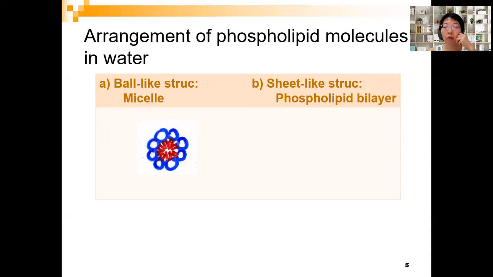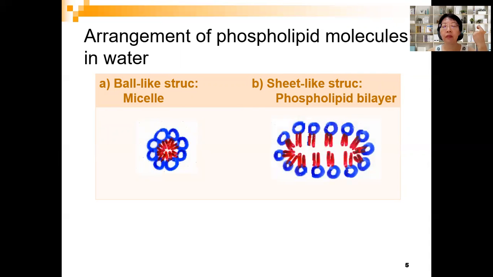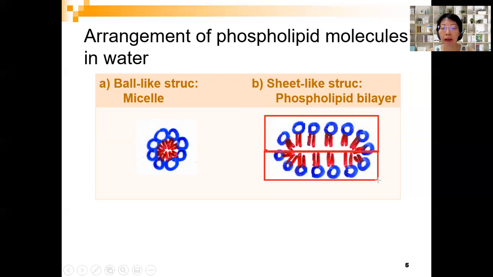Second, if you've got more phospholipid molecules, they can start to arrange into sheet form, okay? Sheet form is like a flat sheet of paper, made up of phospholipid bilayer, meaning the phospholipid molecules arranged in two layers. This is one layer, this is in the center, and this is the second layer. So the top layer and the bottom layer. So again, the red color fatty acid tails are not facing the water at all. They are protected away from the water by the phosphate head. Okay, so draw these two into your notes.